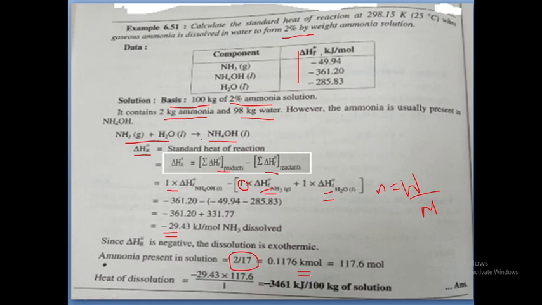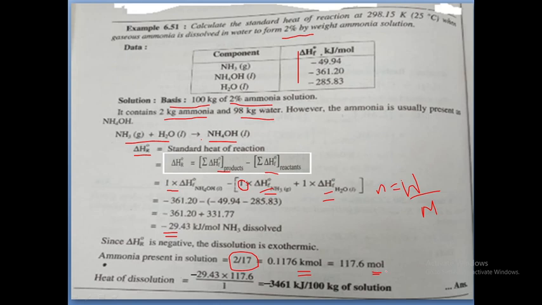Kilomole is converted into mole. Why? Because we already have the heat per mole. For unit consistency, better to convert it into mole. What do you do here? 0.1176 kilomole, multiply by 1000, converted into mole. So 117.6 mole. Are you clear or not?